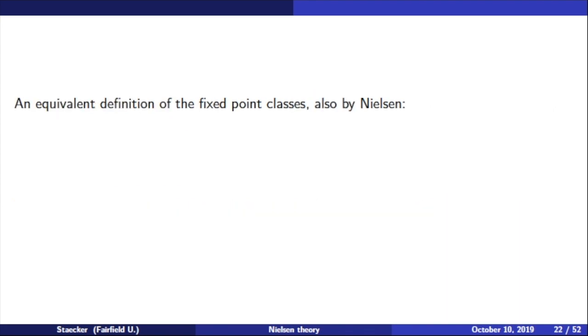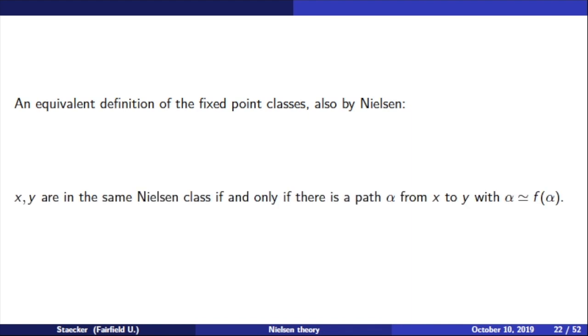Here's an equivalent definition of the fixed point classes, which was also discovered by Nielsen. x and y are in the same Nielsen class if and only if there's a path alpha from x to y, where alpha, as a path with fixed endpoints, is homotopic to F of alpha. You saw on the poster for this talk that there's a little picture of this, which I'll show you on the next slide.